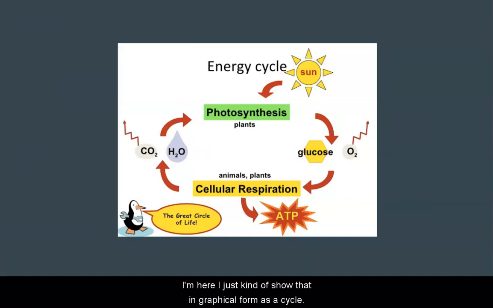And here I just show that in graphical form as a cycle. And it is really a cycle. If you think about the products of photosynthesis, it makes glucose and gives off oxygen that we, as animals, and even plants do this too, take, along with that glucose, and do respiration to make energy. In the process, we give off some CO2 and water, which go right back to plants to do more photosynthesis. So it really is like a cycle of energy that goes all the way through.